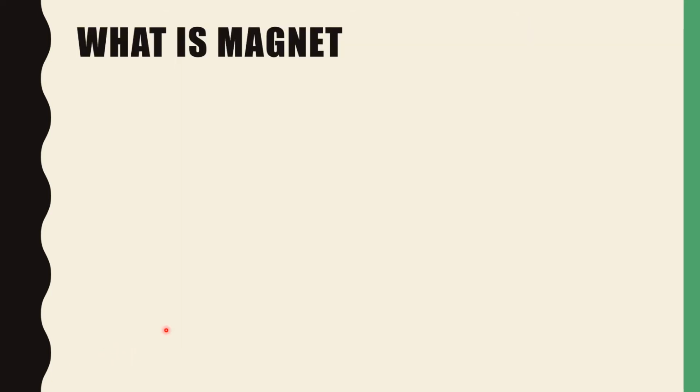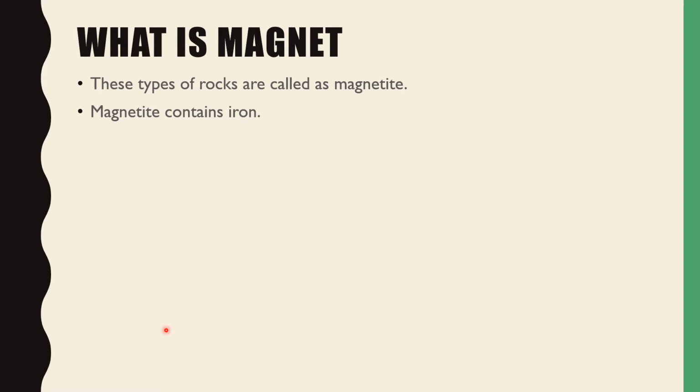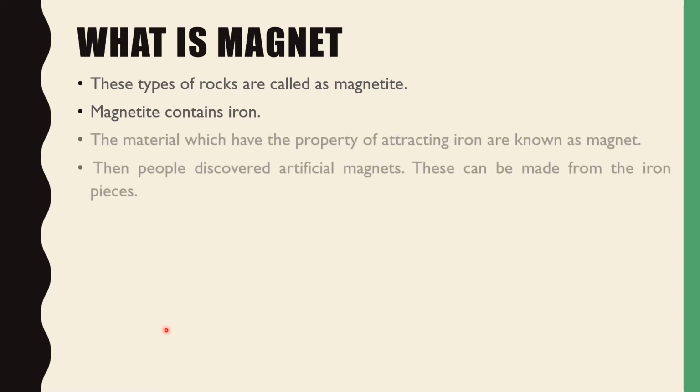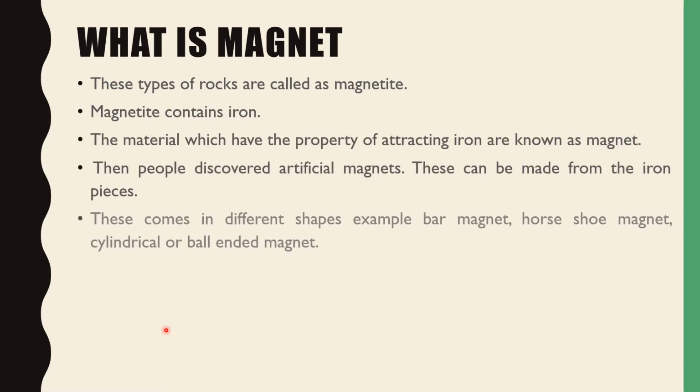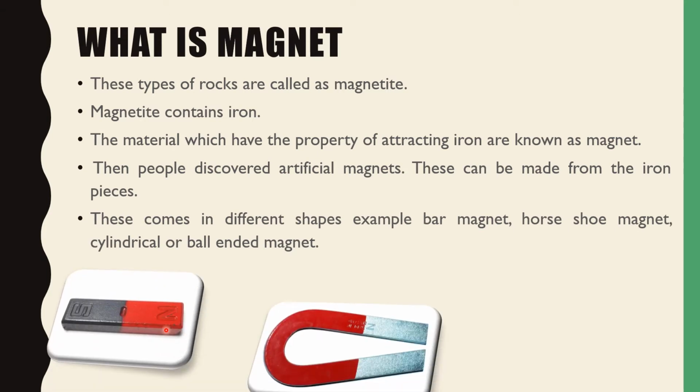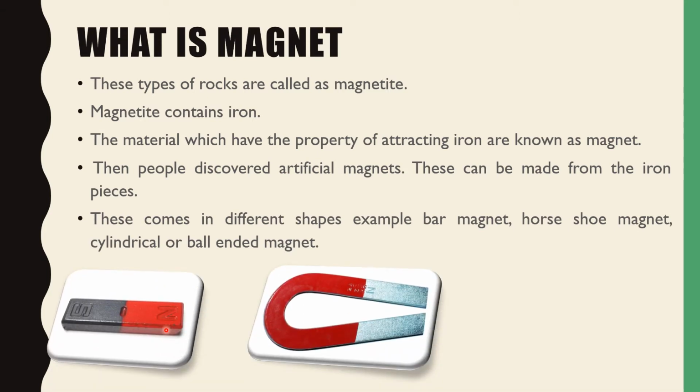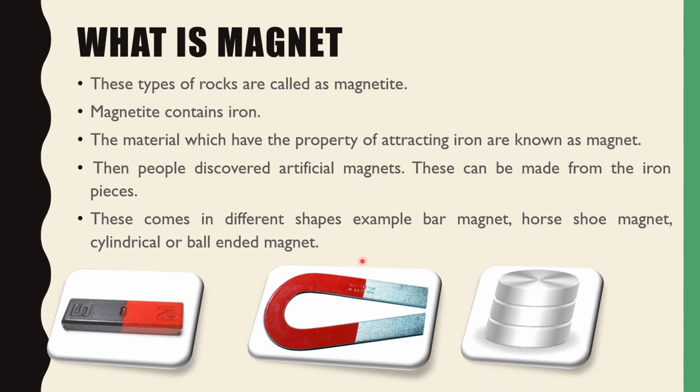What is magnet? These types of rocks are called magnetite. Magnetite contains iron. The materials which have the property of attracting iron are known as magnets. Then people discovered artificial magnets. When they discovered the rocks, the natural magnets, they started extracting the natural magnets, and soon afterwards they discovered the artificial magnets also. The artificial magnets are generally made from iron pieces.